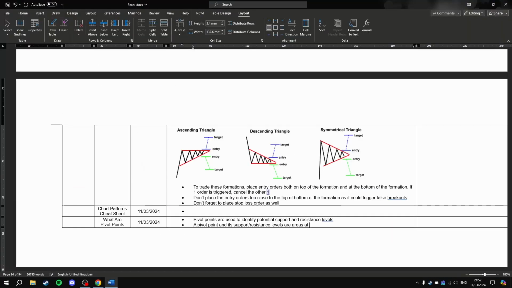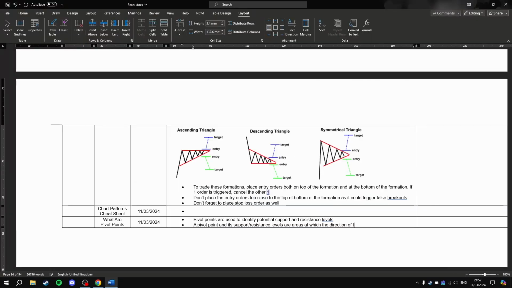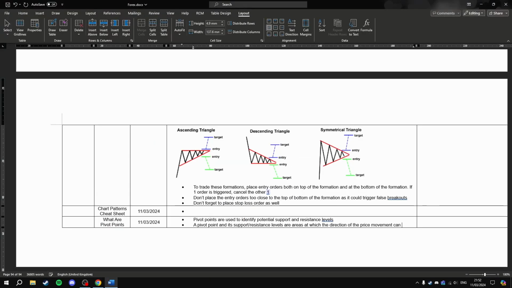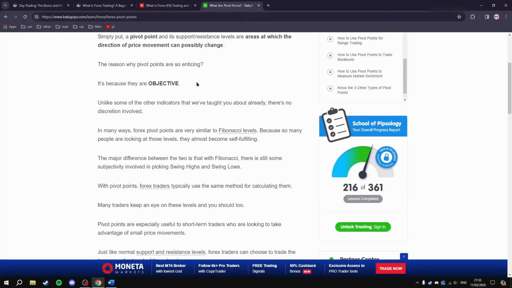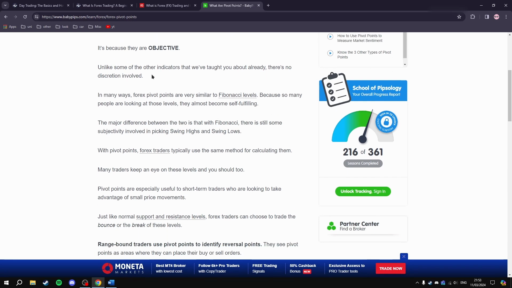Areas at which the direction of the price movement can possibly change. Oh, hence the name pivot point. Right, okay, because it pivots the price into another direction. I'm assuming that's why. The reason why pivot points are so enticing is because they are objective.